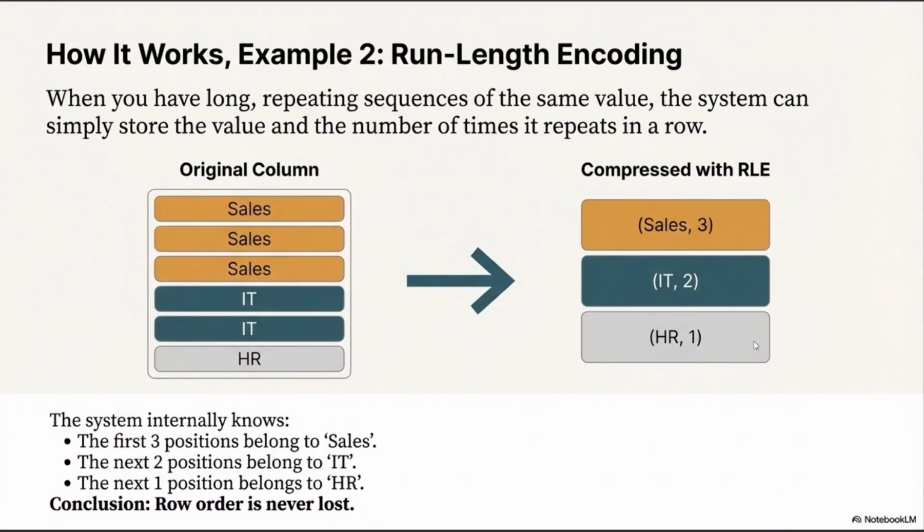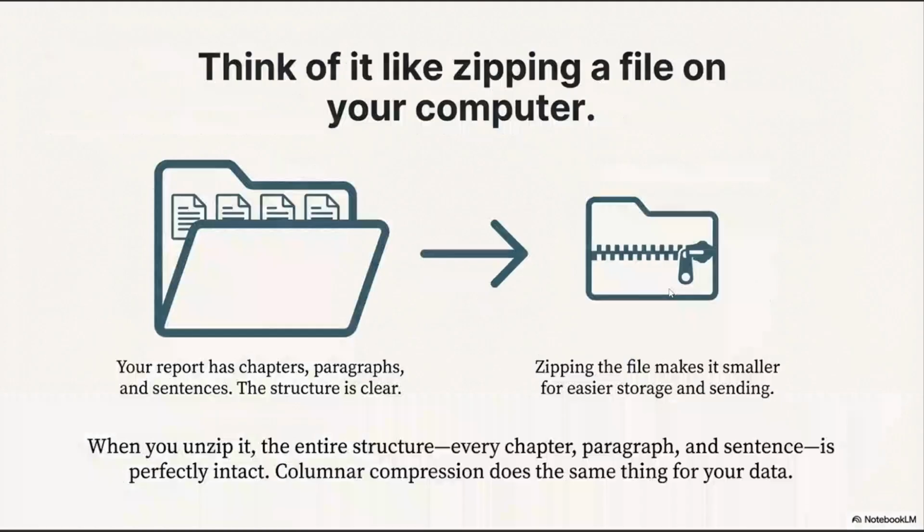The other encoding technique is run length encoding. When you have a long repeating sequence of the same values, the system can simply store the value and the number of times it repeats in a row. For example, sales is repeating 3 times, so the system will store sales and the number of times it repeats. IT repeats 2 times, so the system will store IT and the number of times it repeats. Generally, data warehouses use multiple such algorithms to compress data. These are just two, and they are used in combinations. It's not just either or. So they will be used in combinations and a lot of storage will be saved.